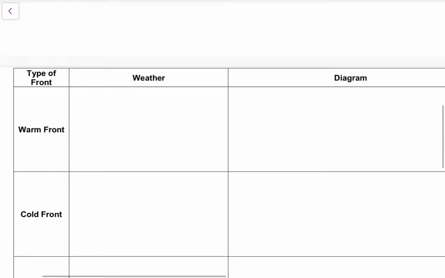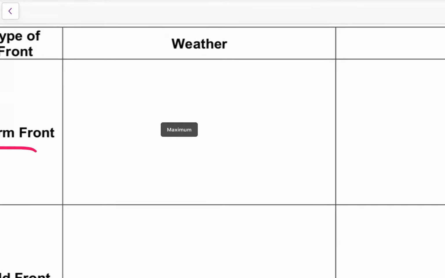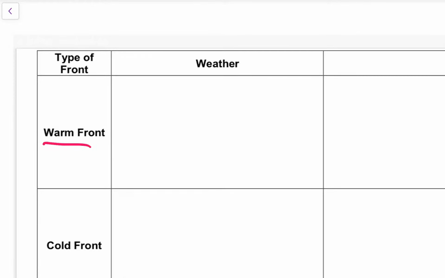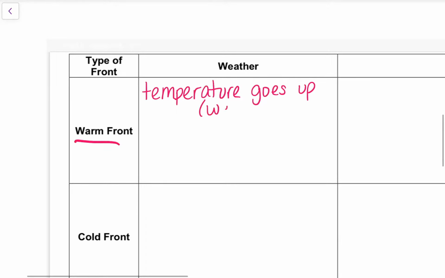So we are going to start with a warm front. At a warm front, well, the name kind of tells us a little bit about what's going on here. A warm front occurs when a warm air mass moves in. So if a warm air mass is moving in, that means the temperature will go up. It gets warmer. So the temperatures will increase after the warm front moves over a place.